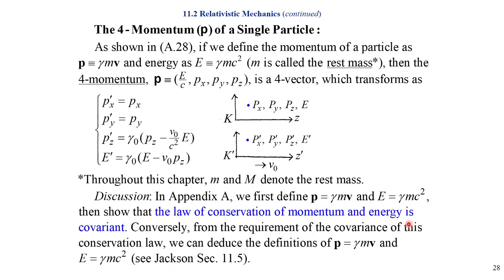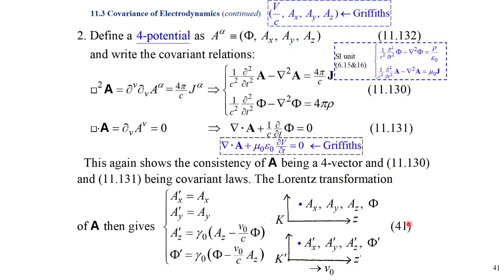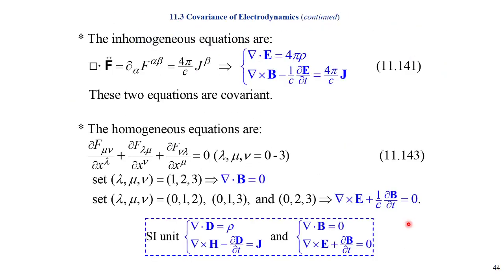Go back to page 44. Okay? So we use that property again and again. The homogeneous equations are here, and this will transform under Lorentz transformations, invariant in form. The primed one is still 0. In any Lorentz frame, it's always 0. Okay, so this one gives us divergence B equals 0 always.